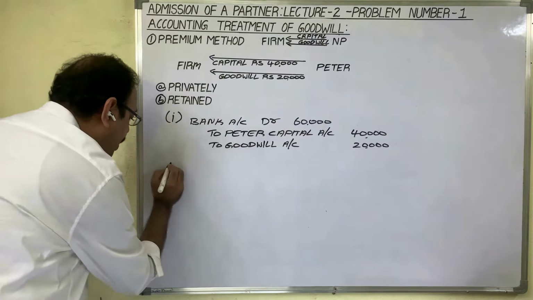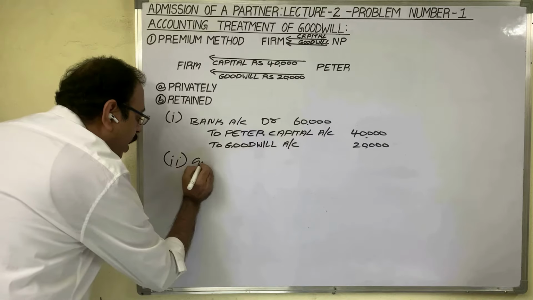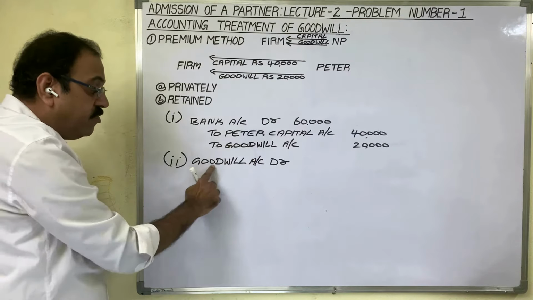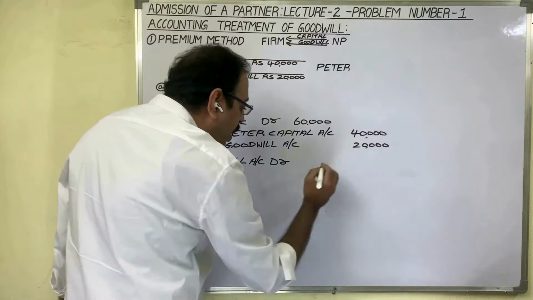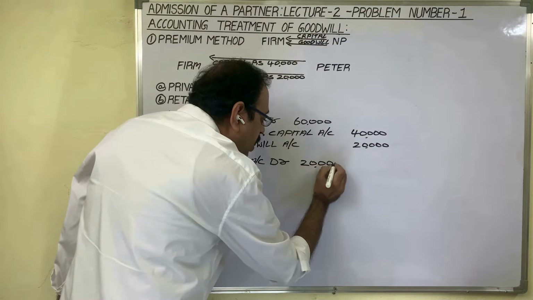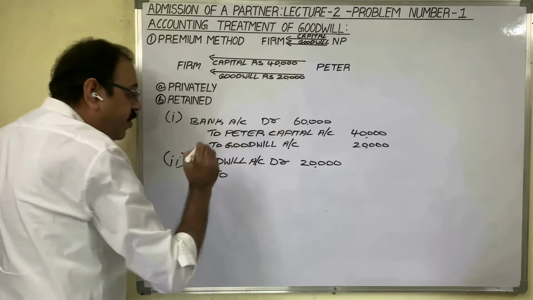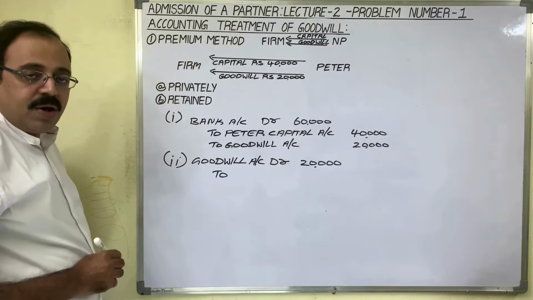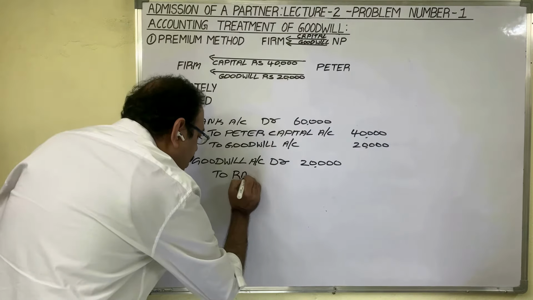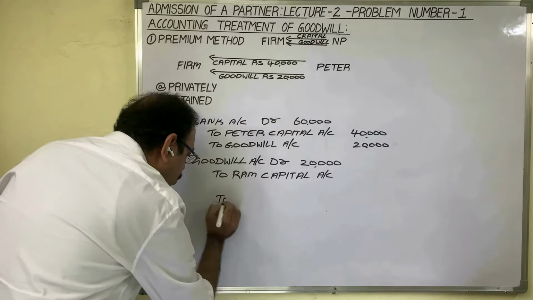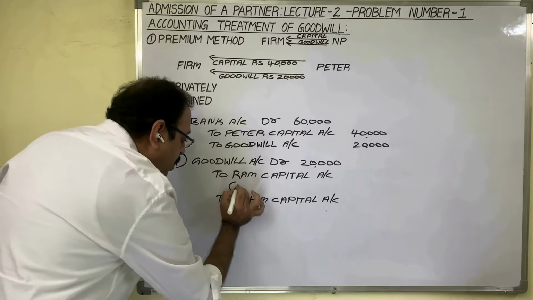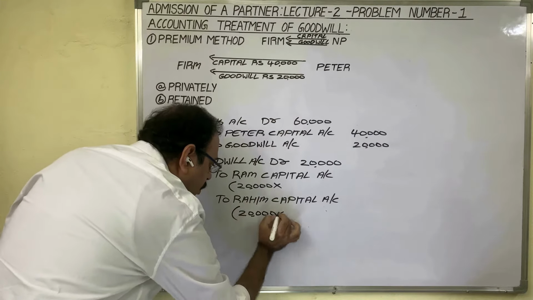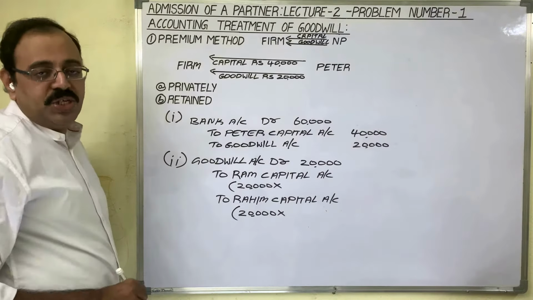When we transfer that liability to the old partners' capital accounts, that liability will get cancelled. Therefore, in the second entry we have to debit goodwill account. Once goodwill account is credited, to cancel it we are debiting again. We credited goodwill account with 20,000, so 20,000 we should cancel. Therefore, debit goodwill with 20,000 rupees. To whom do we transfer this amount? To the old partners' capital accounts. Who are they? Ram capital account and Rahim capital account. The 20,000 rupees of goodwill we have to distribute to these two members. Now the important point is in which ratio.